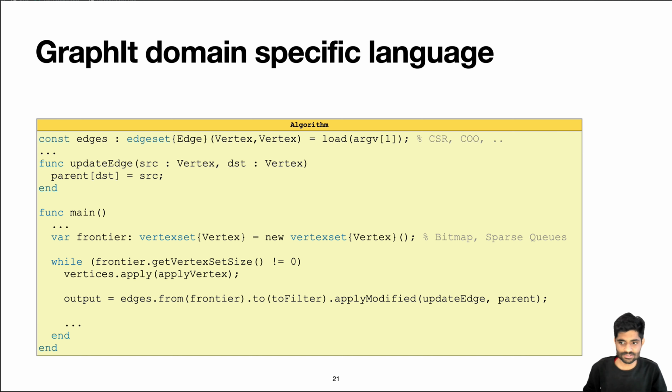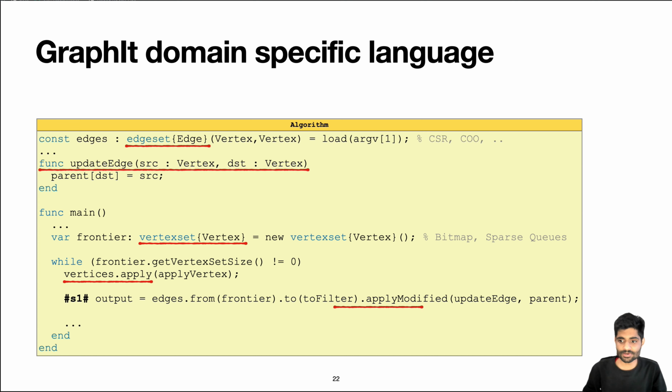The GraphIt DSL is an imperative language with abstract data structures and operators. We have data structures like edgeset and vertexset, which can be represented as different concrete implementations like CSR, COO, bitmap, boolmap, etc. We also have operators like edgeset.apply and vertexset.apply to apply a function on these data structures. These operators can have very different implementations based on the schedule, as we will see. We also have the user-defined functions which specify the actual computation that is performed on each edge or vertex.